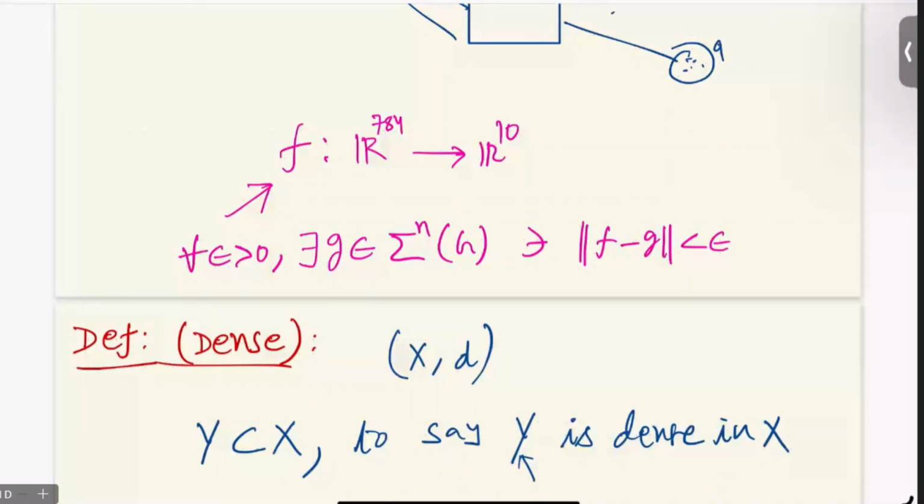Do you understand what I am writing? Yes, sir. It is the same definition of the density. I just wrote it here.